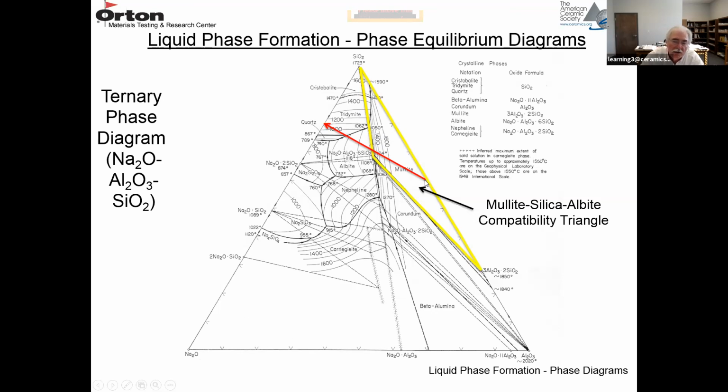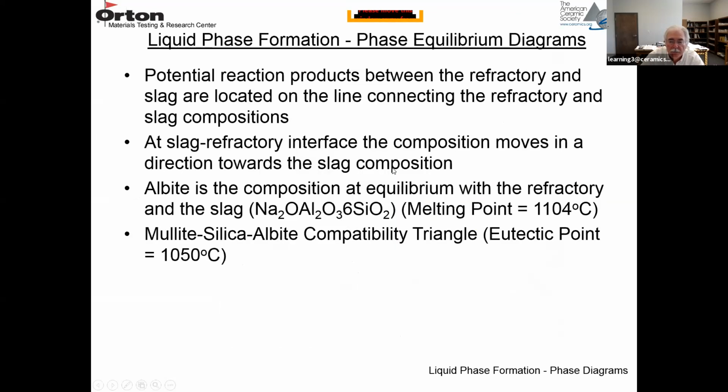So all of a sudden, if the slag is reacting with the refractory, you go from a high temperature material to one about 1100 degrees C. So as long as you're above 1100 degrees C, you're going to be having a liquid phase. So I just mentioned that in this mullite silica albite triangle, you have a eutectic melting point of 1050 degrees C. And that was that point right there.